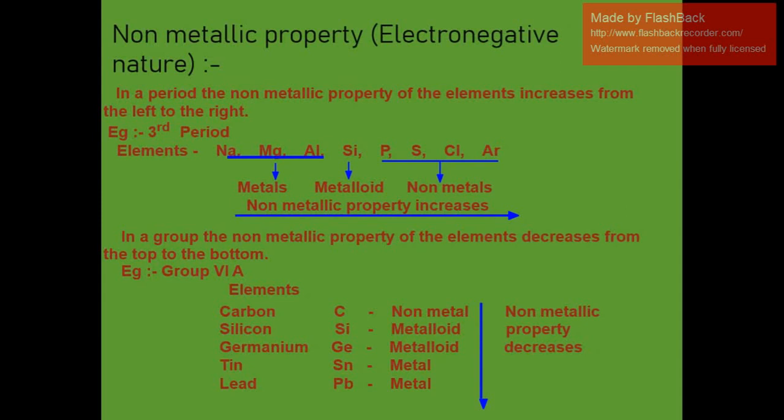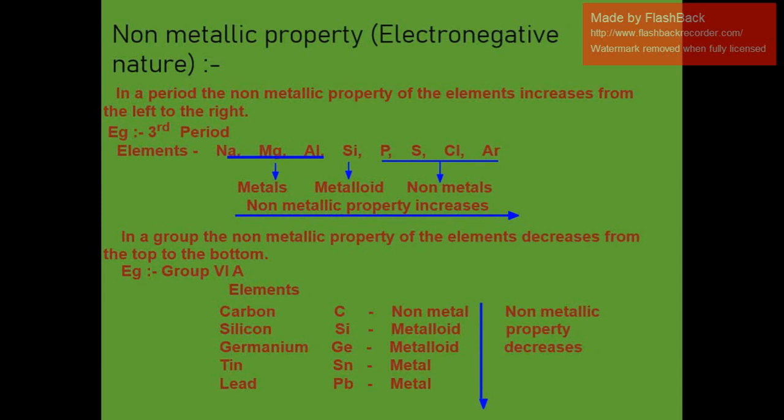As the effective nuclear charge increases, the tendency of the element to gain electron increases. Thus we can say, on moving from left to right in a period, the non-metallic character increases. Variations of non-metallic character in a group.